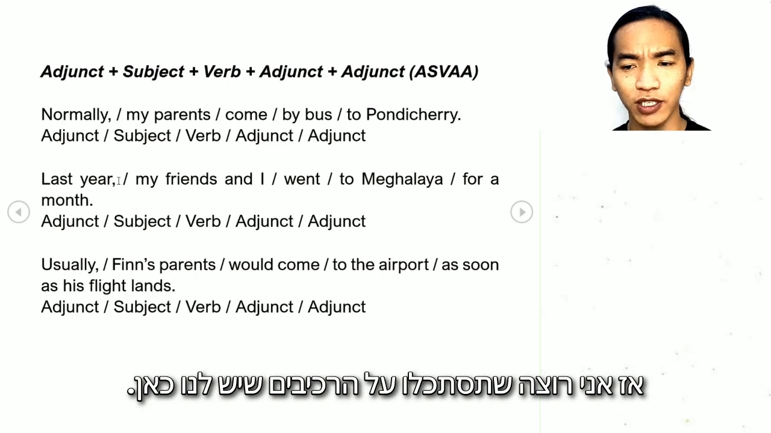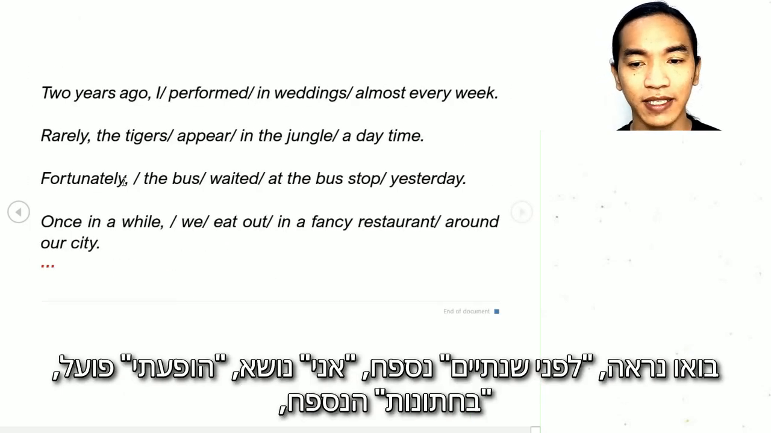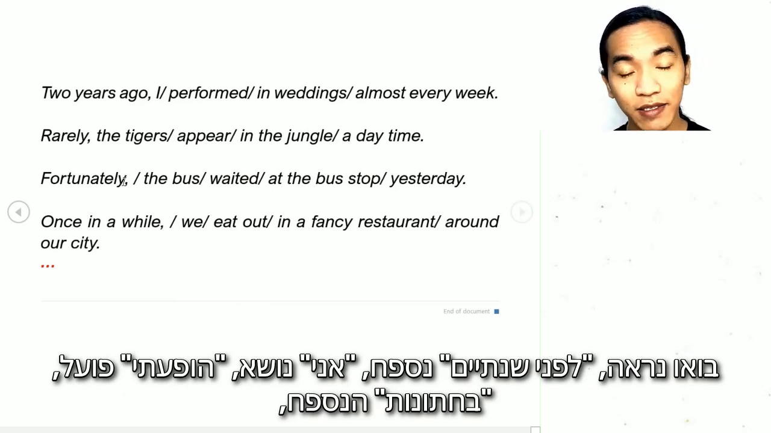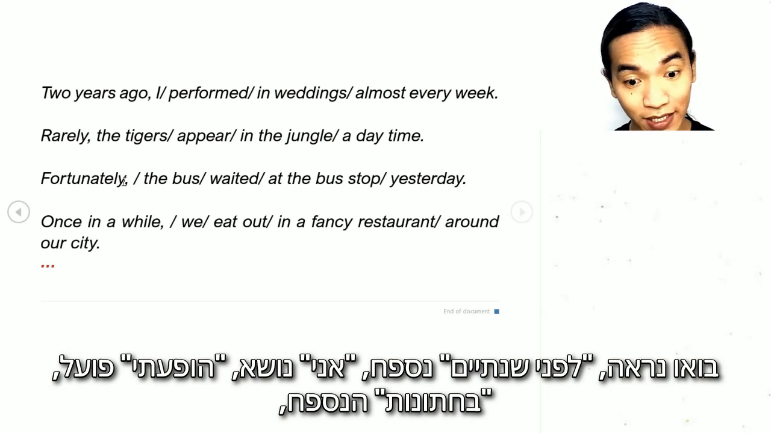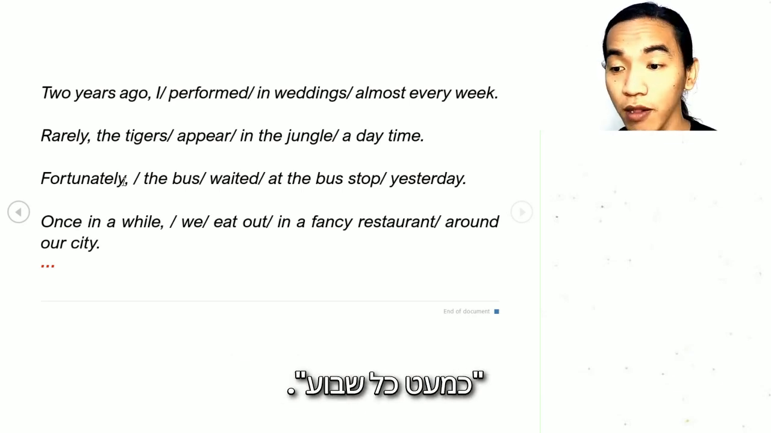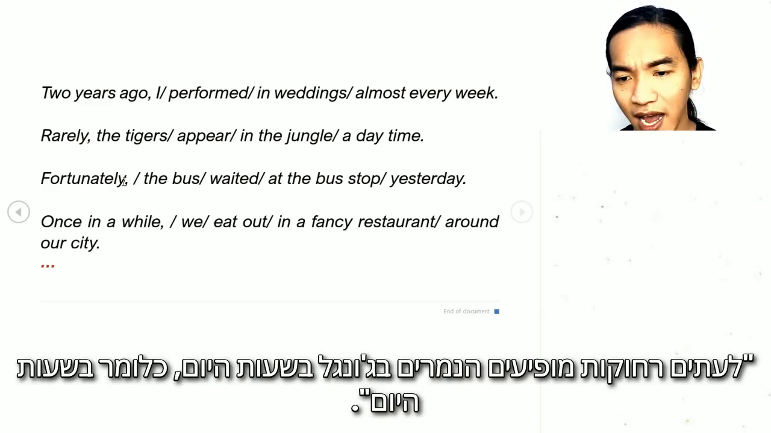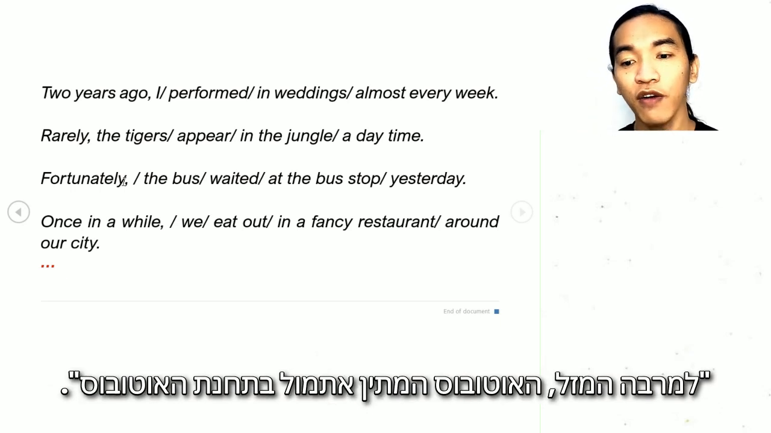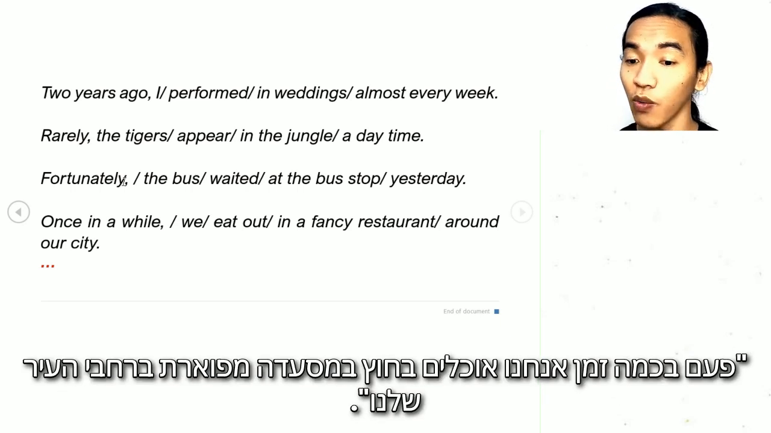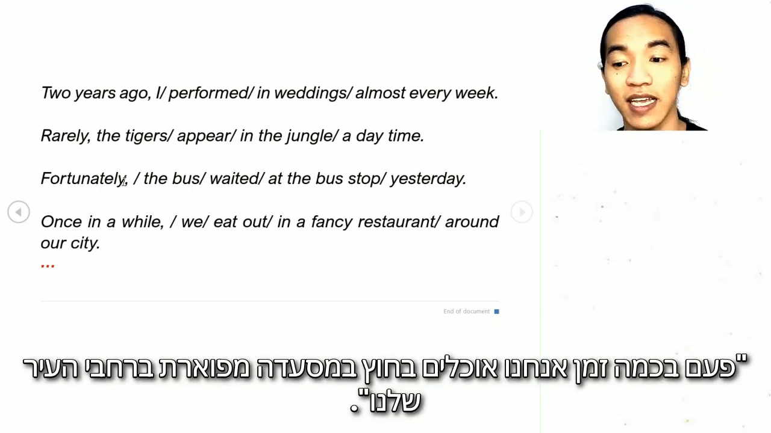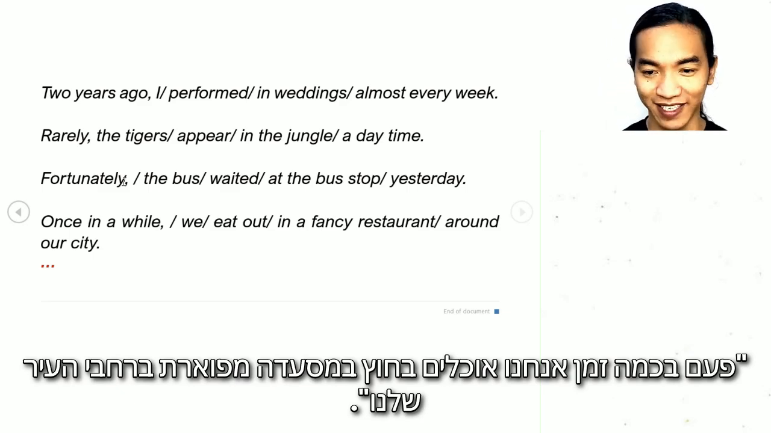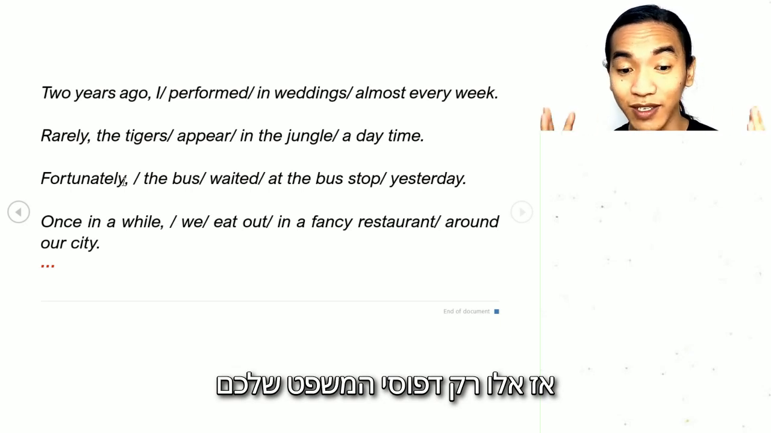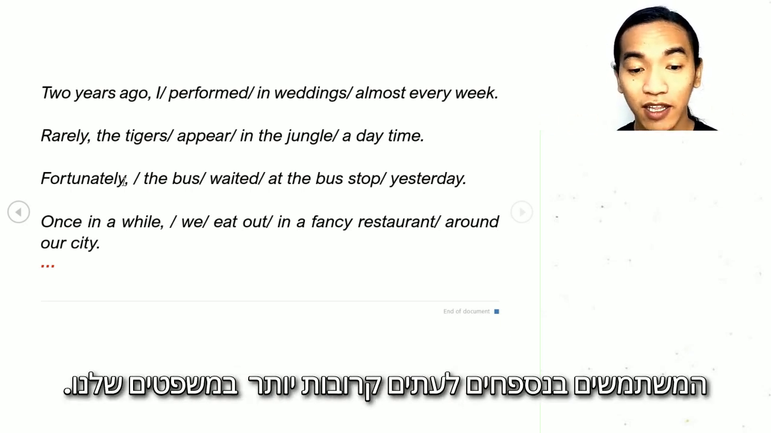Okay, so I want you to take a look at the components that we have here. Let's see. 2 years ago, adjunct, I, subject, performed, verb, in weddings. Okay, your adjunct almost every week. Rarely, the tigers appear in the jungle now at daytime. That is at daytime, okay? Fortunately, the bus waited at the bus stop yesterday. And once in a while, we eat out in a fancy restaurant around our city, okay? So these are just your sentence patterns using the adjuncts here more often, okay, in our sentences.